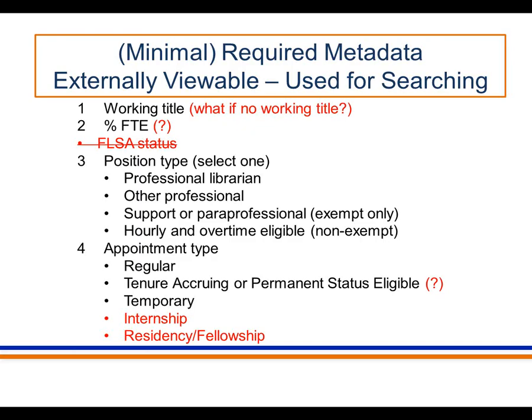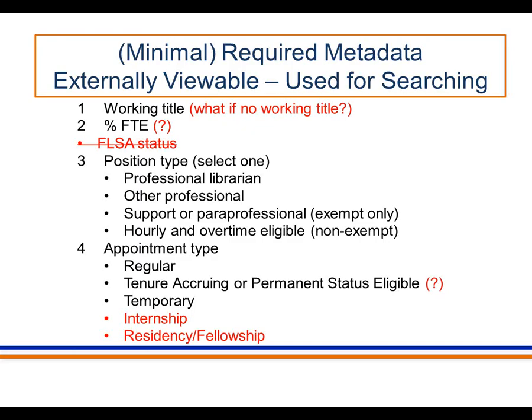Well, let me go ahead and maybe what will inform that and we can come back to that is the idea that the position types, we would ask people to identify the type of position and presumably there would be a none of the above category that we would use for interns or residents or that sort of thing. But for position type, the idea is that we would have a professional librarian level position, and these would be defined by the institution. A position that's not a librarian but is another professional position, and an example of that might be a development officer or a public information officer or a budget officer. And then support or paraprofessional exempt level position. And then an hourly or overtime eligible non-exempt.